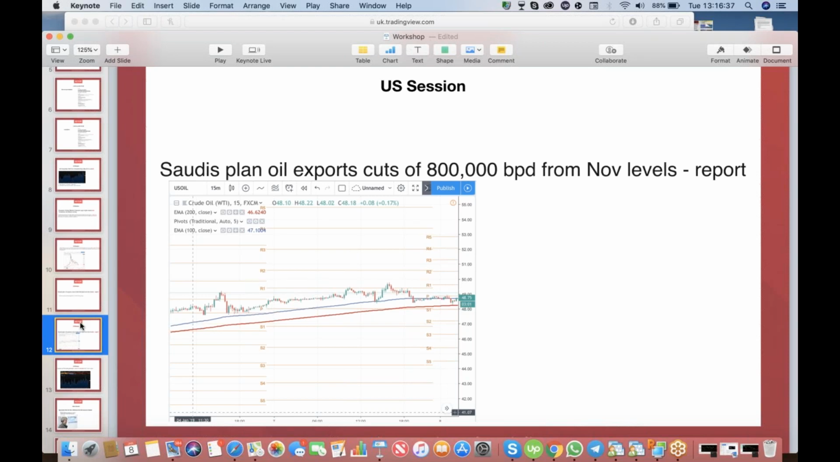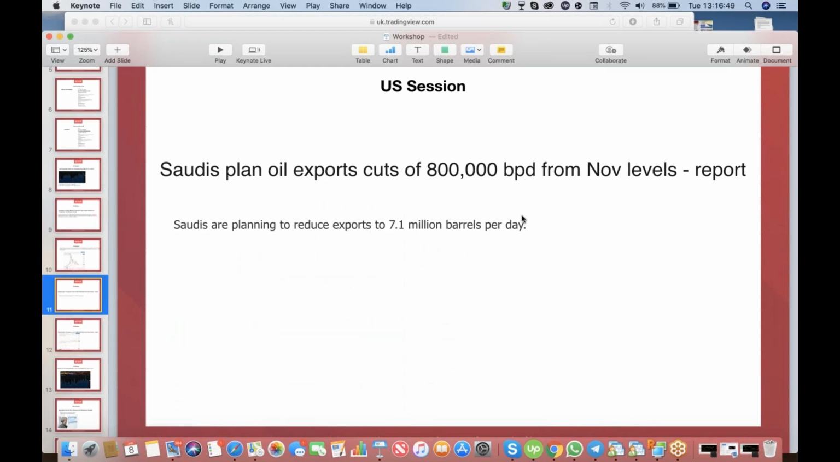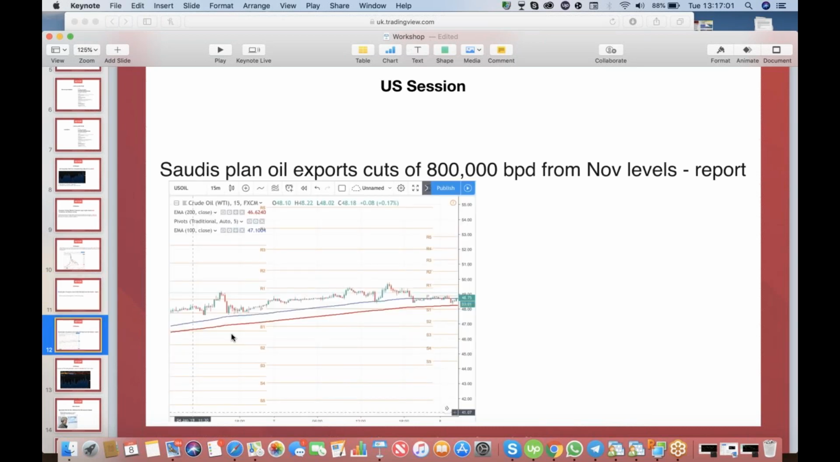I looked back to see what their original export cuts were. What was it originally meant to be? It was originally meant to be 7.3 million barrels per day, and they were just increasing that reduction to 7.1 million barrels per day. So okay, it was an export cut, but it wasn't a big one. It wasn't massive. So I closed my position out for a small profit. Sometimes when you're headline trading, you've got to just take the profit when it's there.